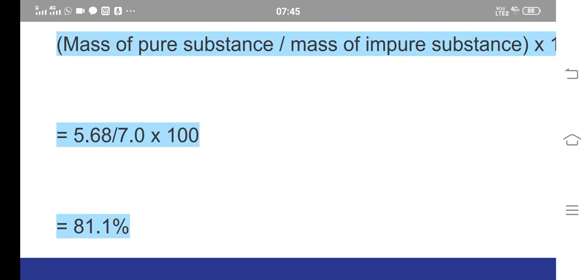So this is all about the chapter, the mole and Avogadro constant.